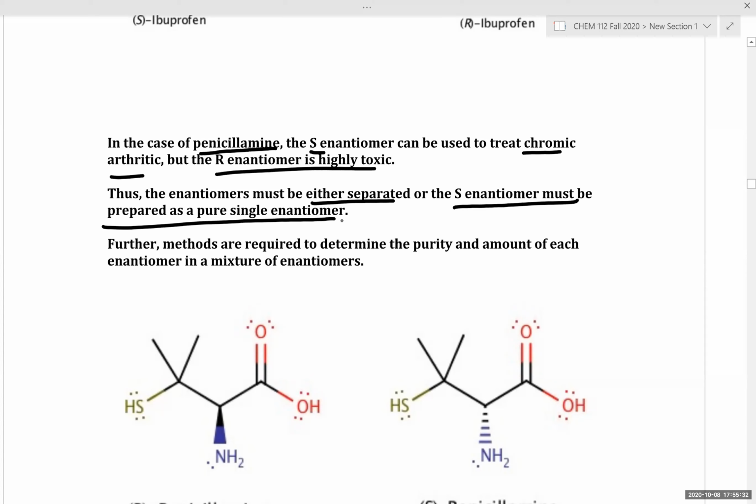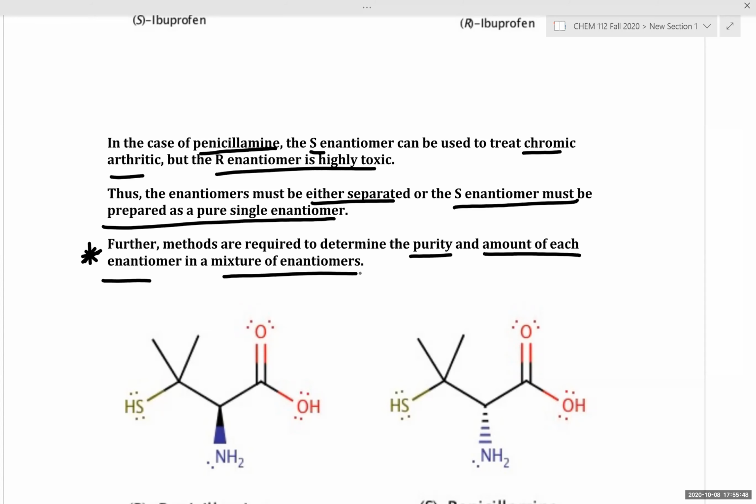Now, it's really important then that we have methods to determine the purity and amount of each enantiomer in a mixture. So that's the rationale behind this next method. Why is this method developed?